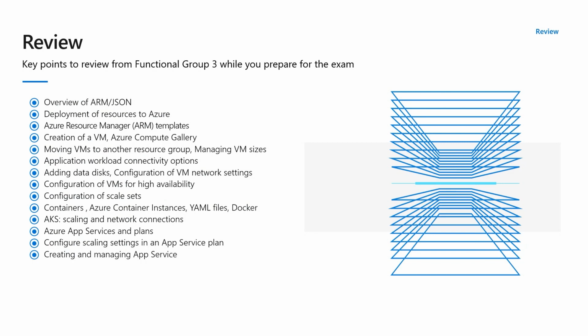We talked about containers, microservices, using ACI, Azure Container Instances, managing our Docker or YAML files, and thinking about AKS to scale, to orchestrate our deployments, as well as using app service and plans to create an easy way to create multiple options for compute underlying our app services.